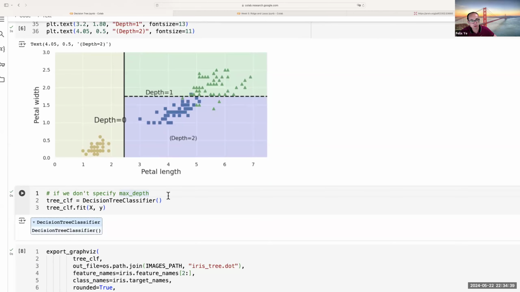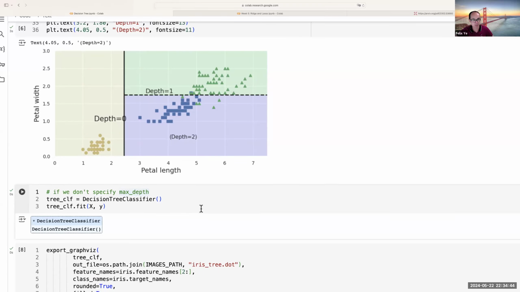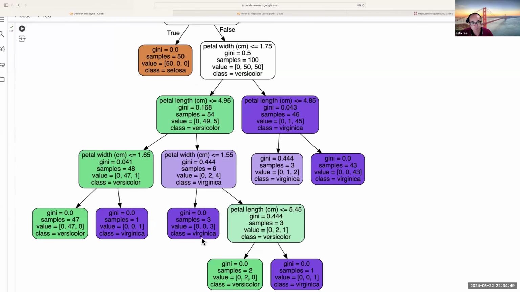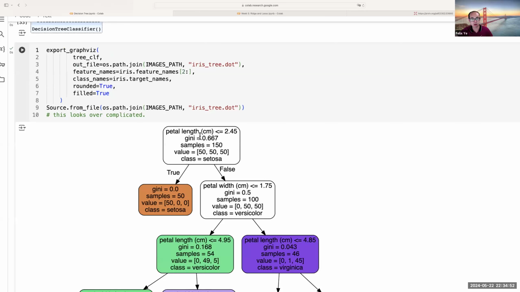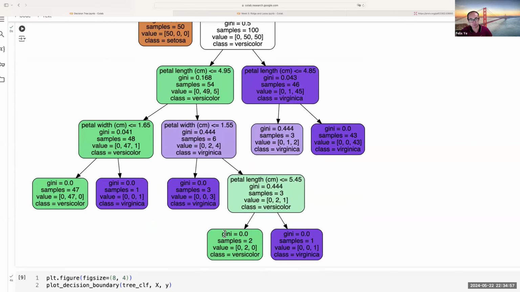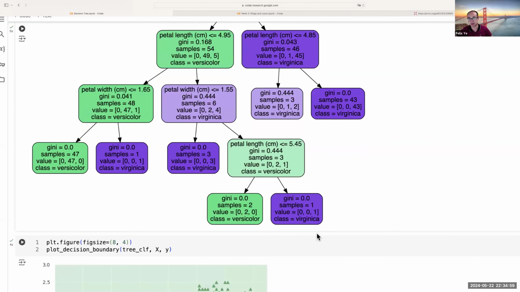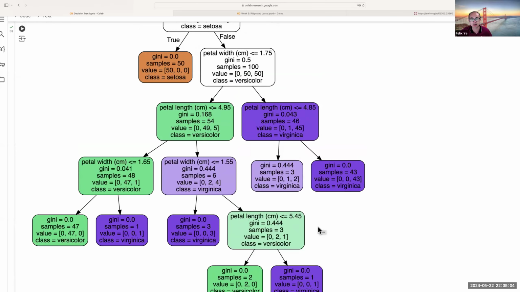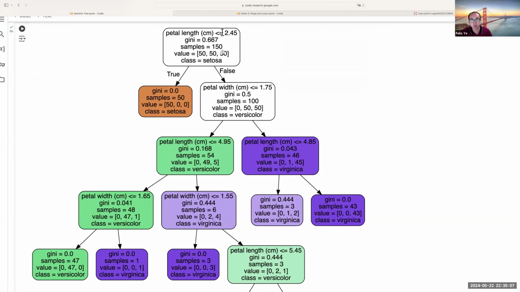And of course, if we don't specify any maximum depth, you can always just do fit. In fact, you are getting a graph like this. So basically, we have layer 1, layer 2, layer 3, layer 4, layer 5, so we have 5 layers. And you can see right here, we are making things overcomplicated. Still, we first check whether the petal length is less than or equal to 2.45. If it is true, it will go to the class of 0.